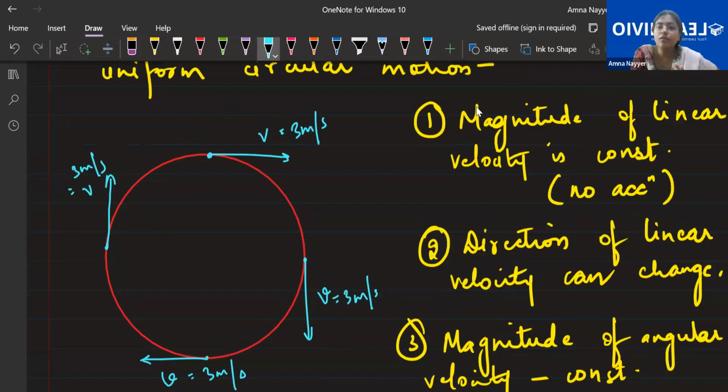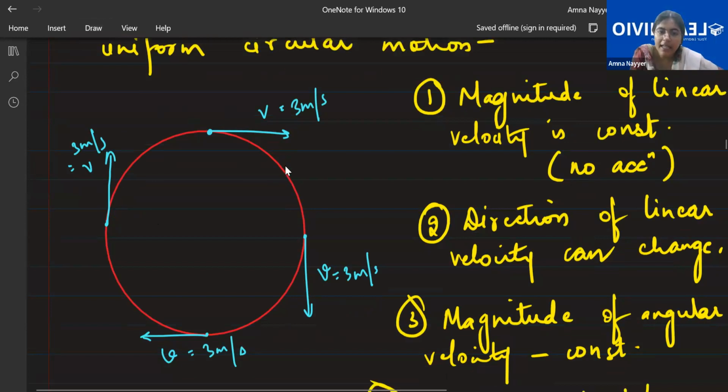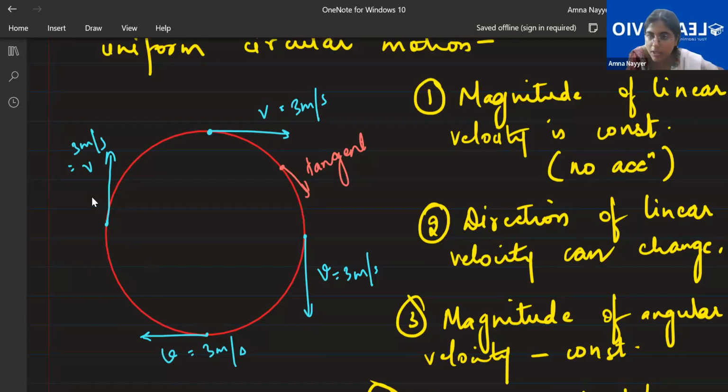Second is that direction of linear velocity can change. This allowance is there because at every point when you're taking a tangent, this is a tangent taken. So tangent will always point differently. See, this tangent is pointing towards the right. This point tangent is pointing downwards. This is pointing towards the left. This is pointing upwards. So direction of tangent will change. For the tangential direction, you cannot do anything. So that can change, but magnitude cannot change.